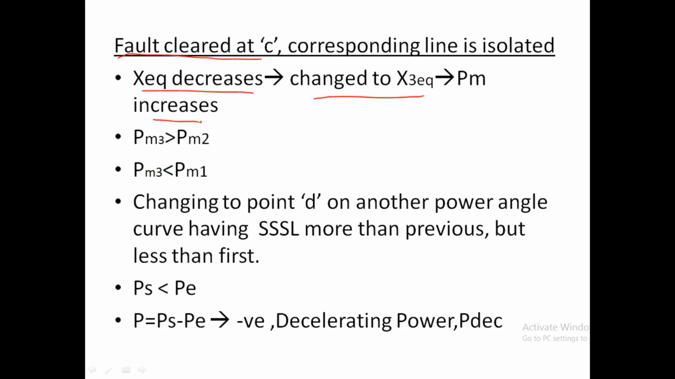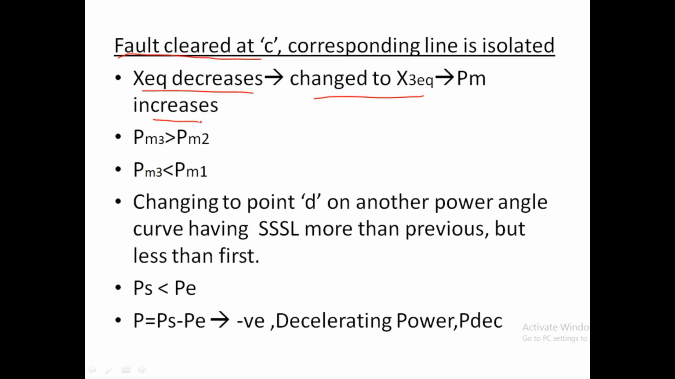So when comparing with the previous case, during the fault, X equivalent was decreasing, and that equivalent reactance becoming X3 equivalent, that we have discussed in the first slide, and PM starts to increase. PM increases means when comparing with the first case, that is before the fault, X equivalent will be more actually, because before the fault we are having Xg plus Xt plus Xl by 2, but here we are having Xg plus Xt plus Xl.